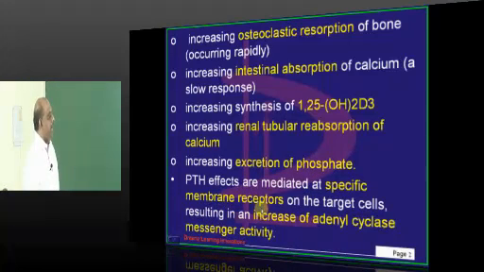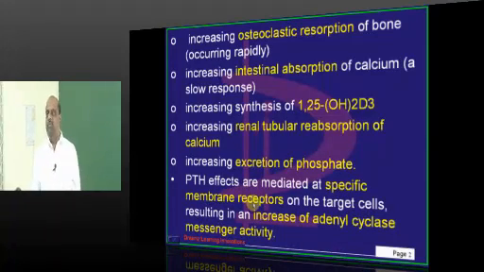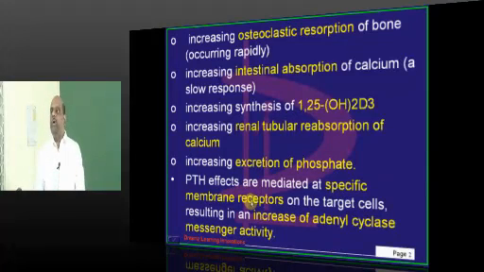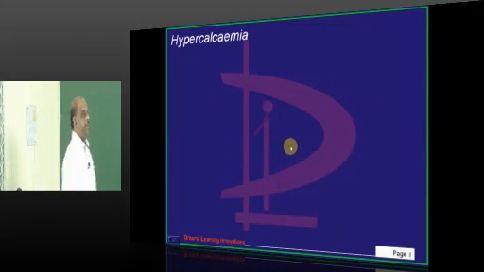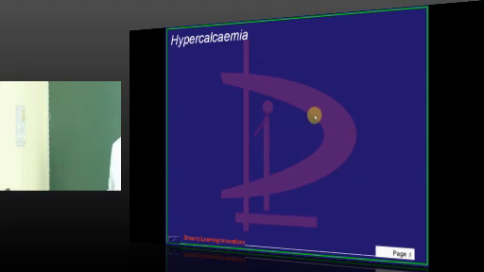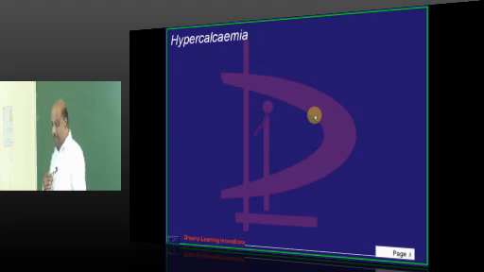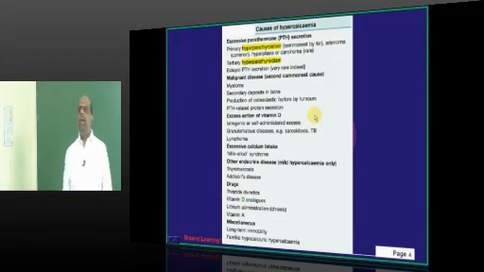And it is the membrane receptors and adenylate cyclase as the secondary messenger, leading to cyclic AMP formation, that is the important mechanism of the parathormone. That's a short introduction about the parathormone. Now, hypercalcemia.